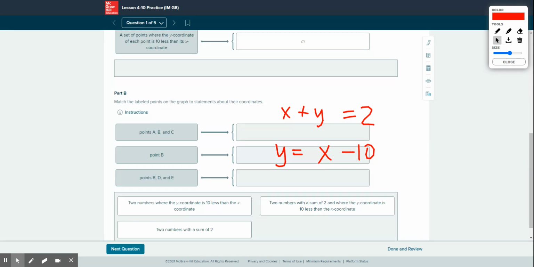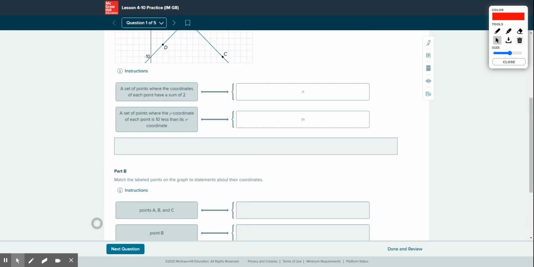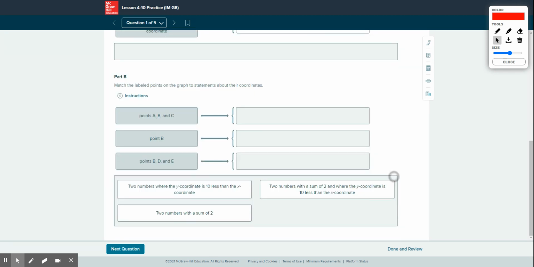Perfect. The second part of this, match the labeled points on the graph to statements about their coordinates. So this is like what we saw in the lesson where we're talking about what is true for one or true for both or true for neither. So two numbers where the y coordinate is 10 less than the x coordinate, two numbers with the sum of 2, and where both are true. As we look back at these, we're looking at these points A, B, and C, D, and E. And we want to match those up with these spots right up in here.